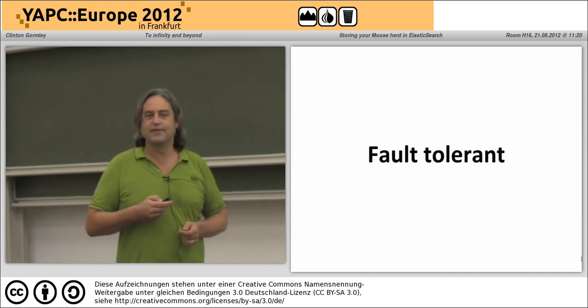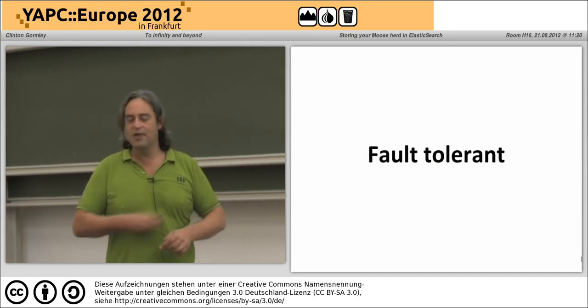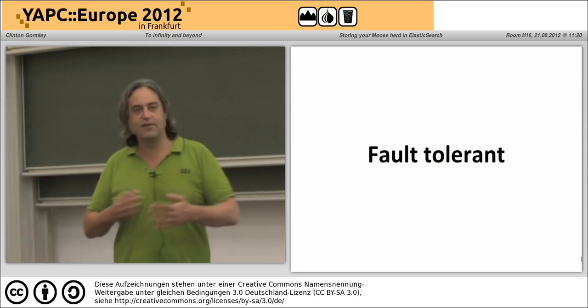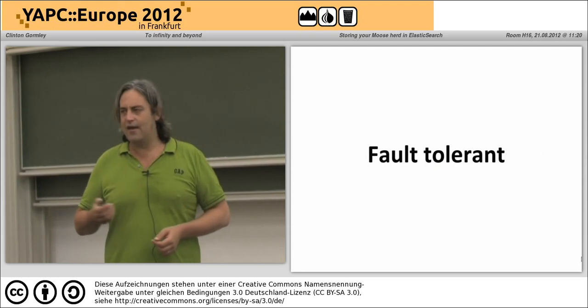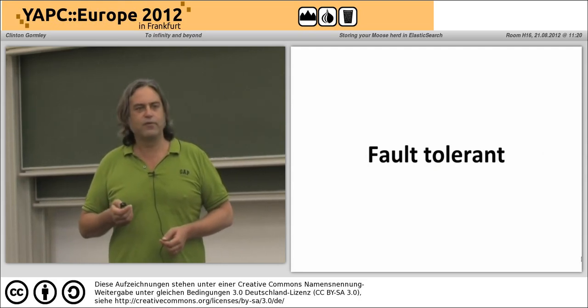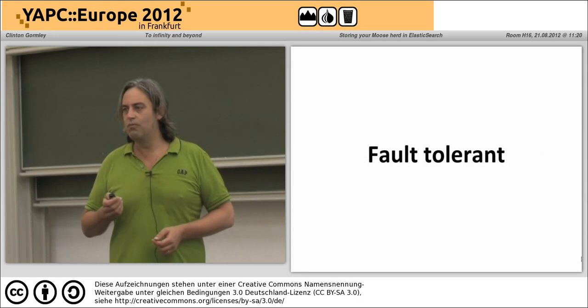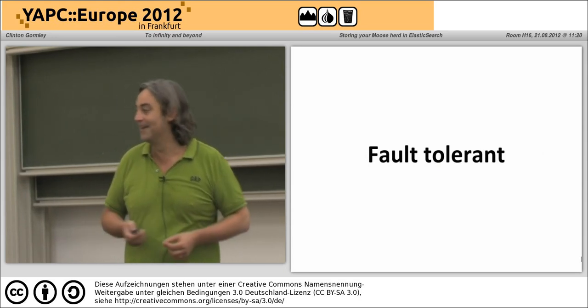It's fault tolerant. So if one of those five nodes goes down, it'll detect that and just rebalance the cluster and carry on running. I went off to Mexico for a couple of weeks and came back and found that one of our nodes had gone down and nobody noticed. Everything kept running.